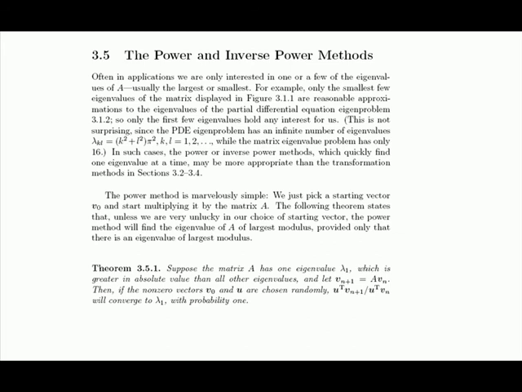Now we're going to look at a very different sort of method for finding eigenvalues, different from the transformation methods we've been looking at. This method is incredibly simple, but it only finds one eigenvalue at a time. The idea behind the power method is simply pick a starting vector v0 at random, start multiplying it by the matrix A, and eventually, unless you're extremely unlucky in your choice of starting vector, the vector will turn into an eigenvector corresponding to the largest eigenvalue, the largest in absolute value.